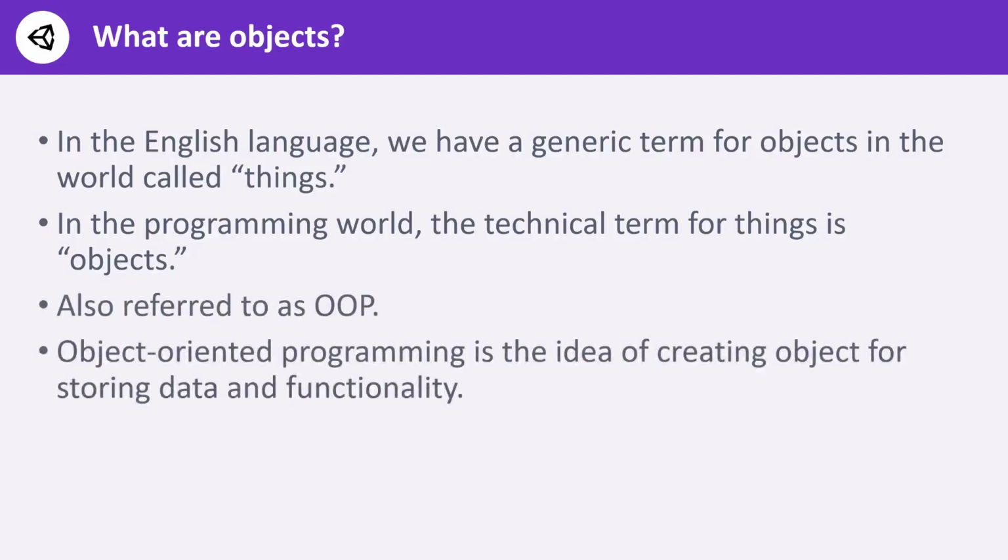Object-oriented programming, also referred to as OOP, is the idea of creating objects for storing data and functionality. Every C# application is written with objects. We won't get far if we can't create objects. By creating an object, we can write the logic for a component in our games.